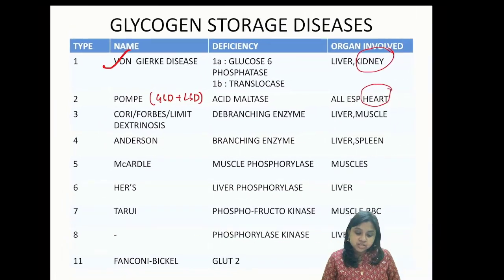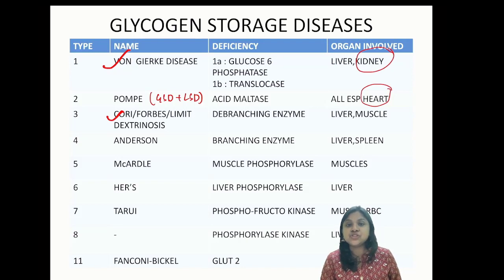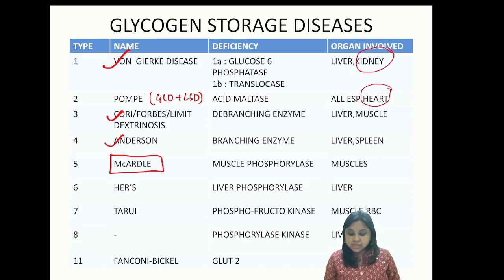Now, type 3 glycogen storage disease, we have Cori's disease, also known as limit dextrinosis. The deficiency is of the debranching enzyme, and liver and muscle are the organs involved. Next, Andersen disease is the branching enzyme defect. McArdle's, again very important, is a muscle phosphorylase defect and the muscles are involved.